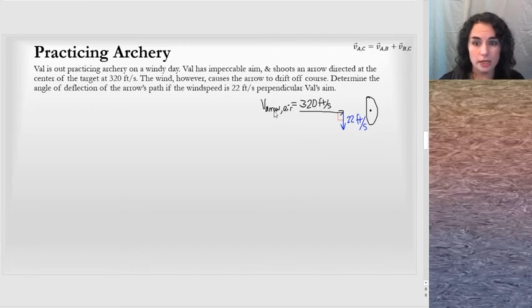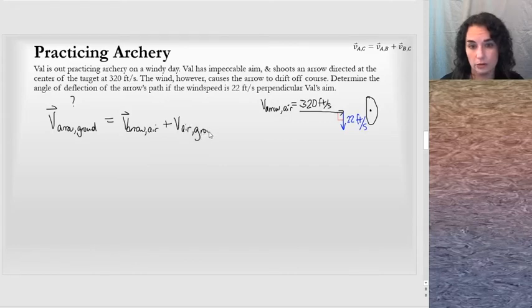Of course, this is not the velocity of the arrow with respect to the ground, which is what we're interested in. That's what we're interested in. We don't know what it is, okay? We know the velocity of the arrow with respect to the air, and they also tell us the velocity of the air with respect to the ground. So this may feel familiar from the previous problem because we're filling out these 3 different objects, right? It kind of makes sense.